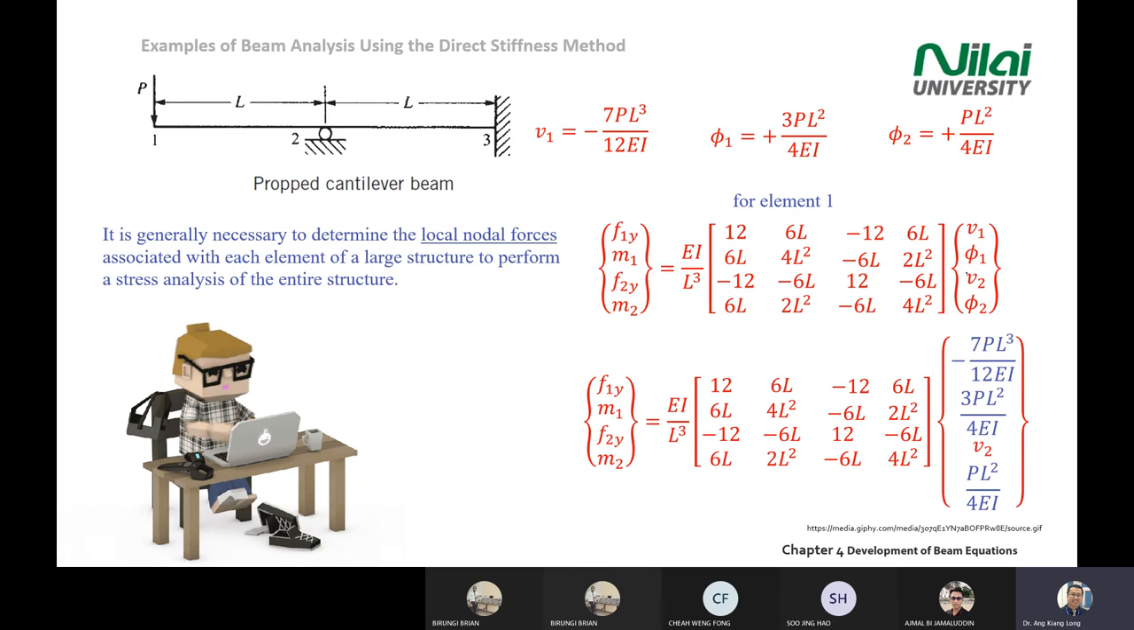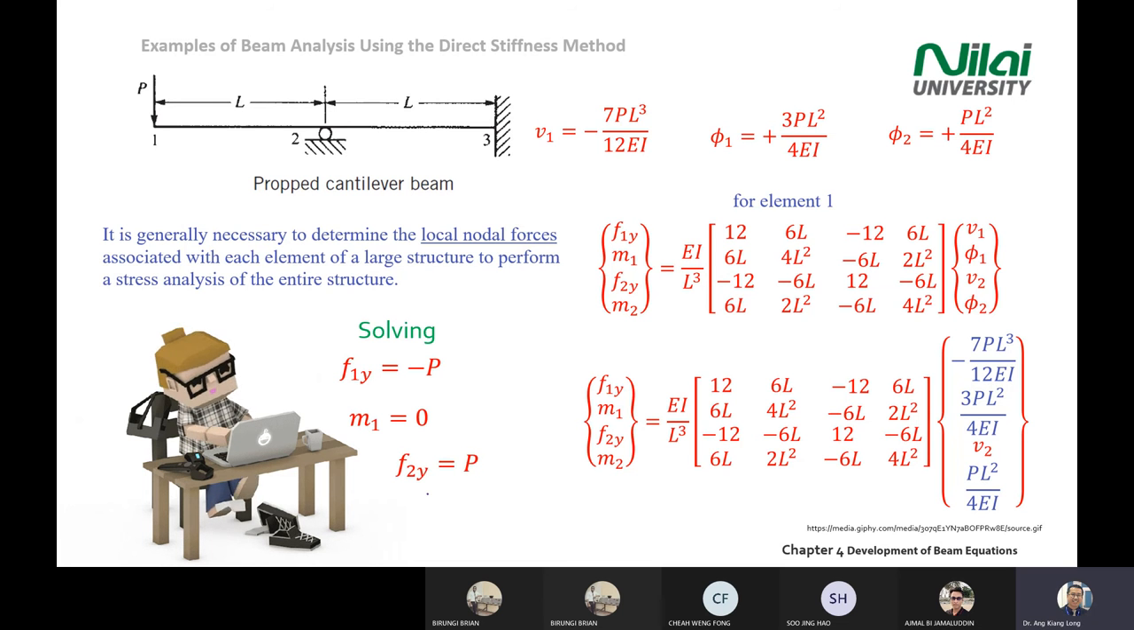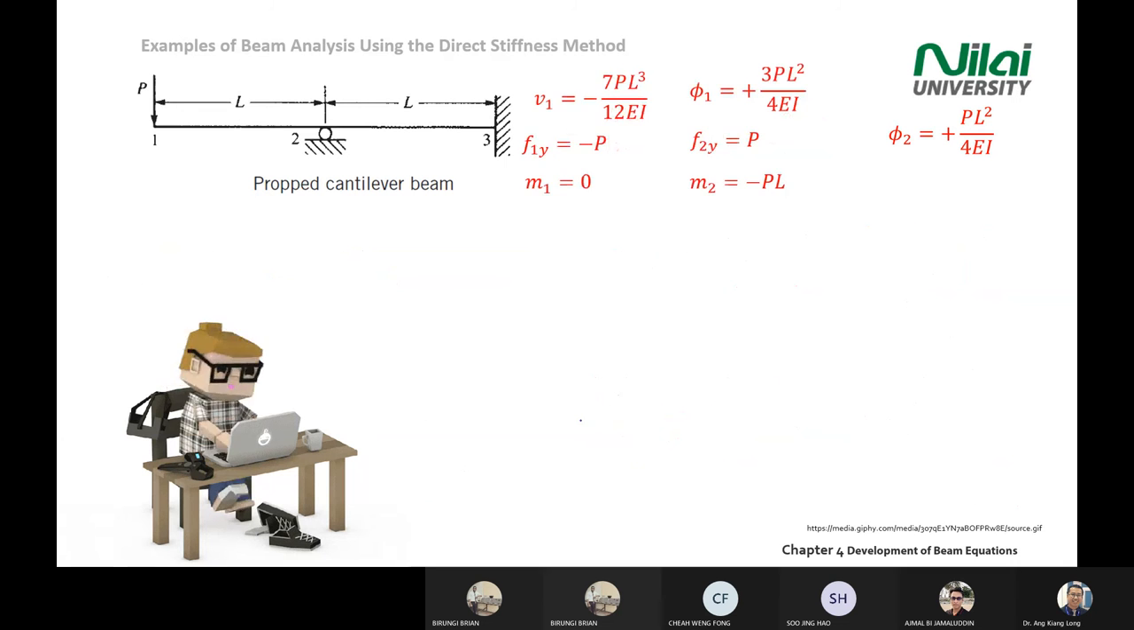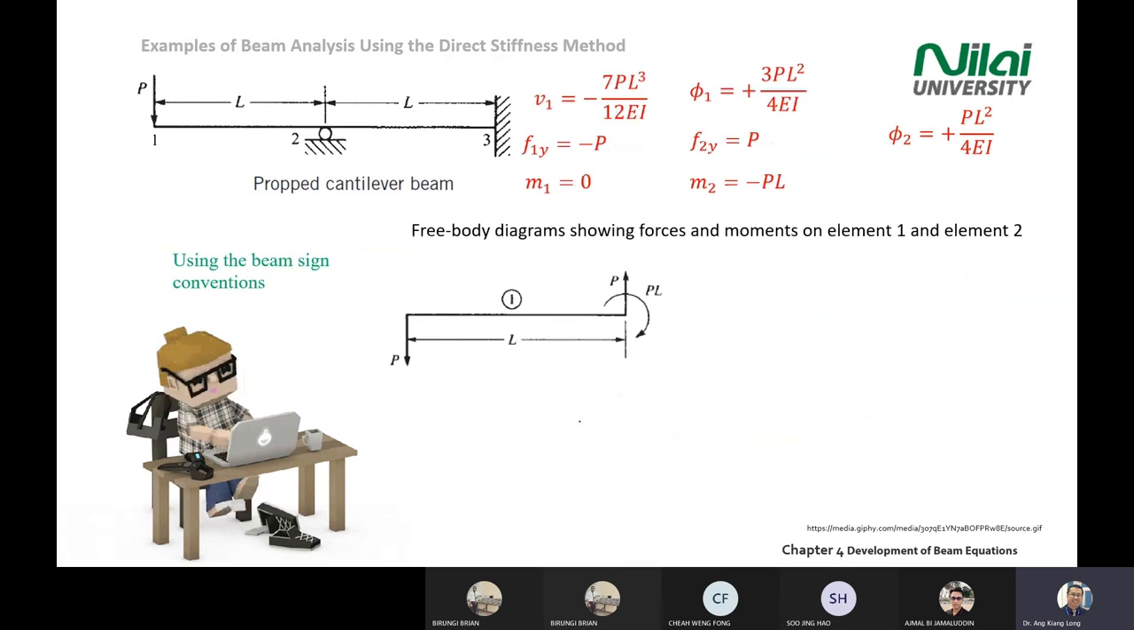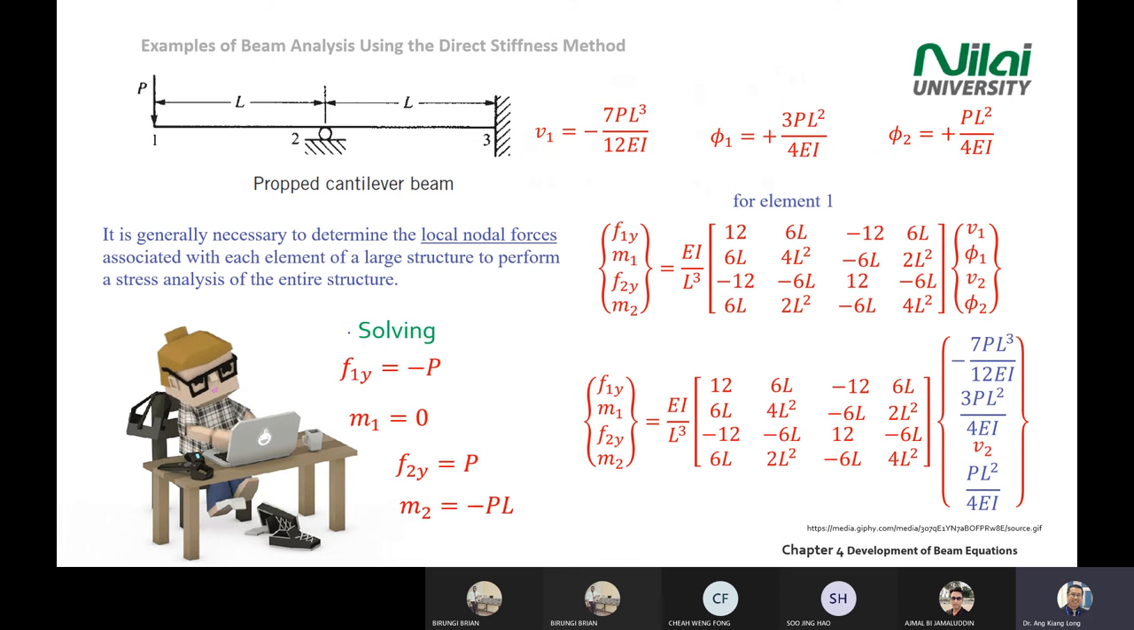You substitute the value of the displacement that you found earlier, V1, rotation 1, and also rotation 2. Inside there, you have one unknown, V2, so you solve for the unknown. You manage to find F1y, M1, F2y, M2. You do the same, and then you draw all the values that you solved for element 1. Because you know V2 is 0, you managed to find the 4 unknowns here.